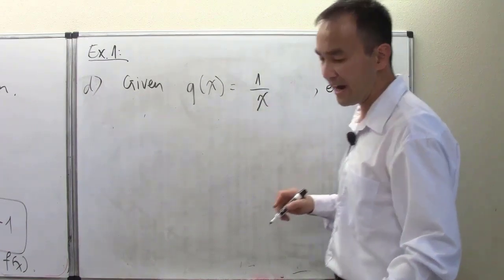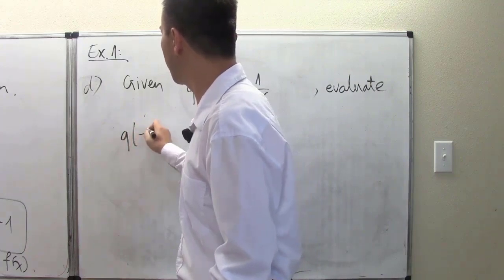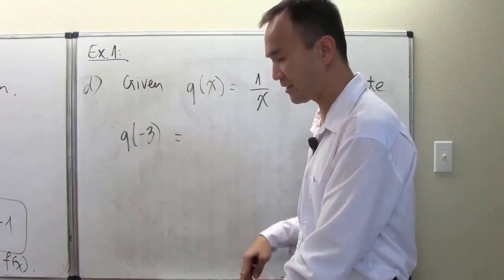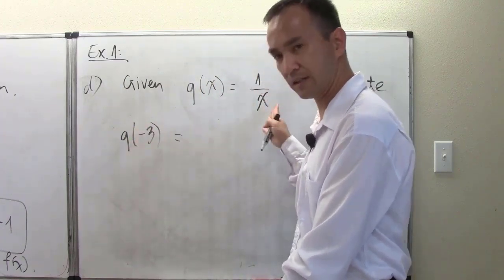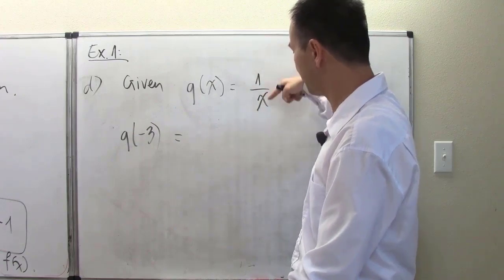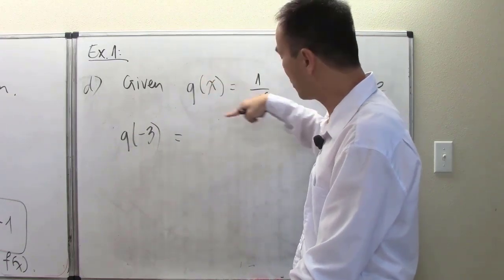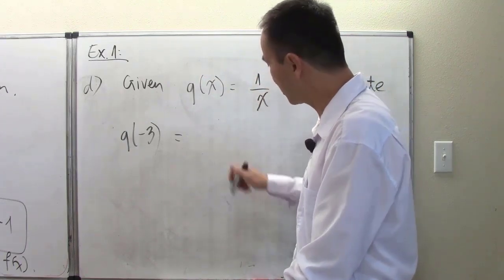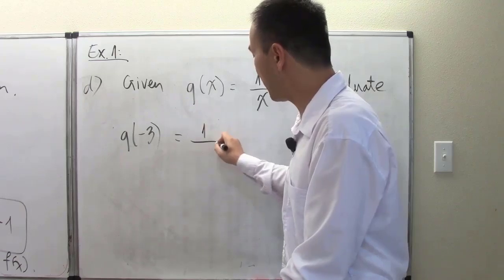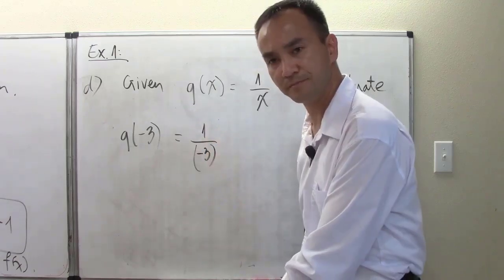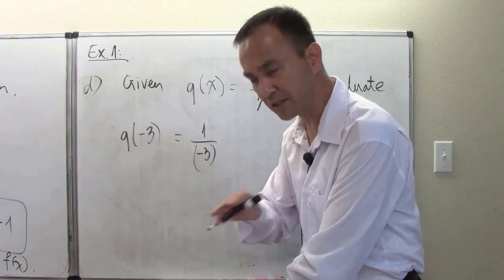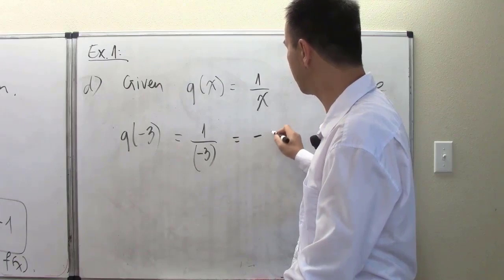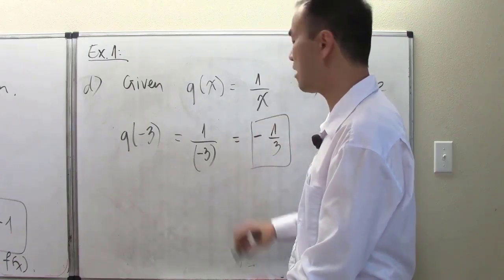Let's evaluate q of negative 3. The math is straightforward here, and the rule is clear to understand. The rule says for whatever input we give this function, we're going to take 1 divided by the value of that input. So 1 divided by negative 3, and with our understanding of this kind of operation, the final answer is negative 1/3. That's your output right there.